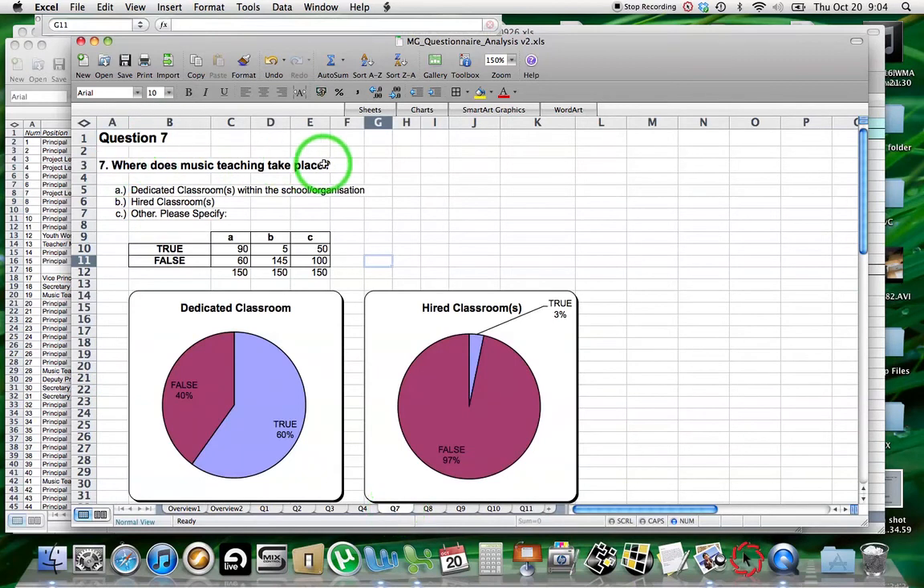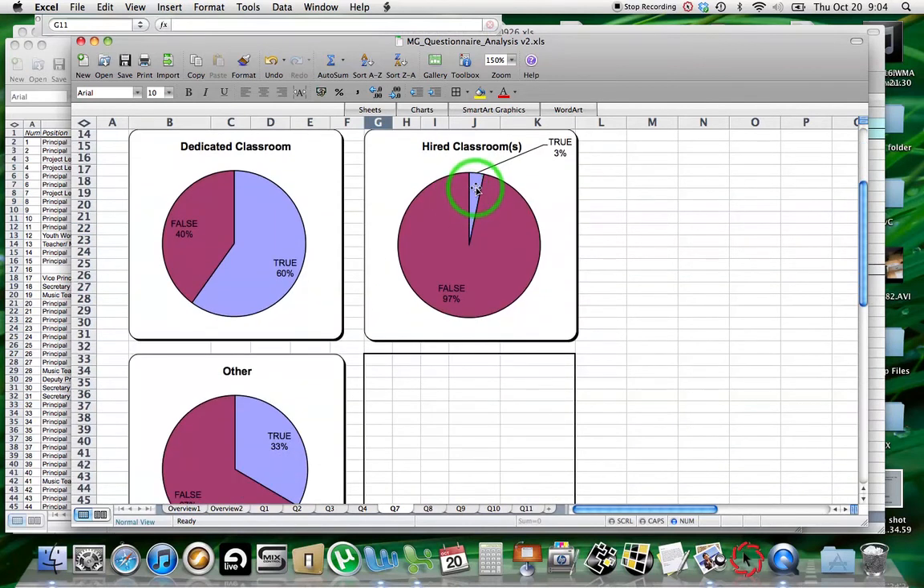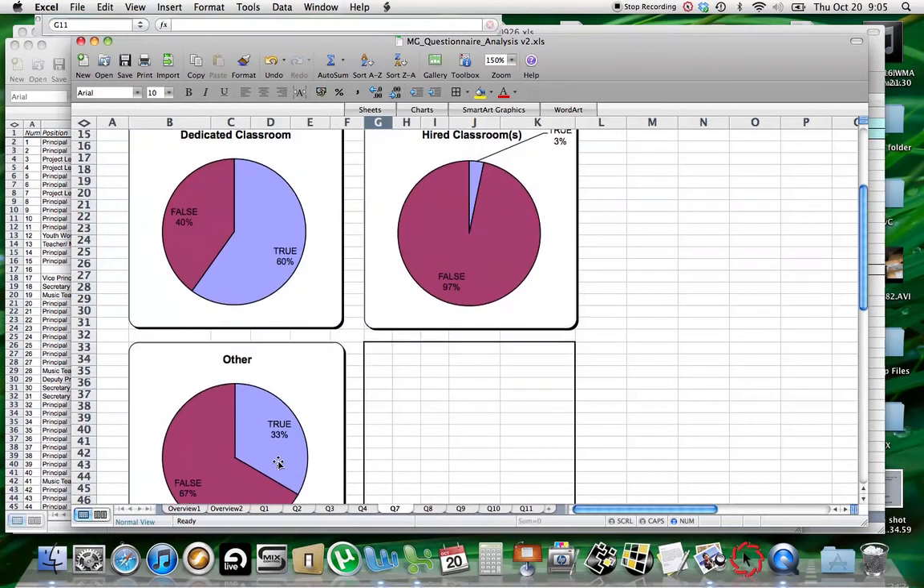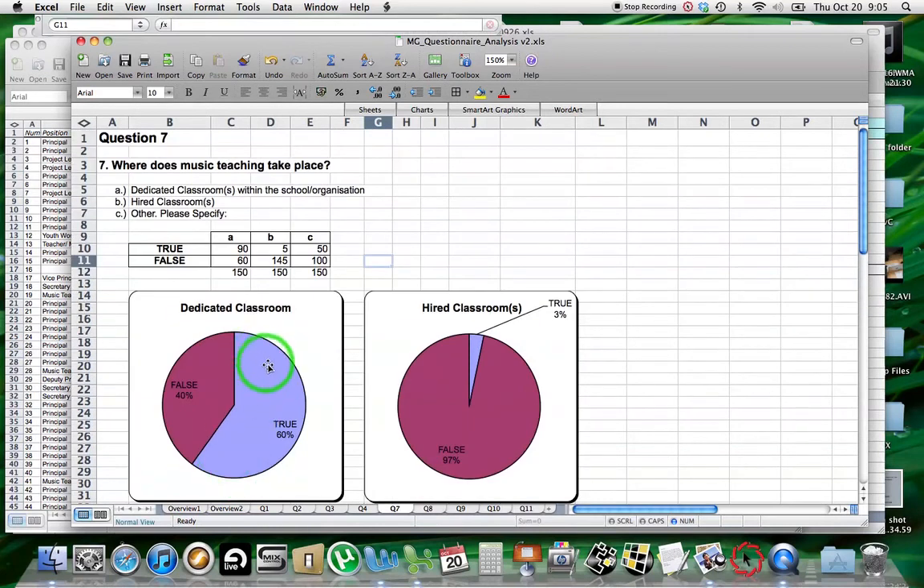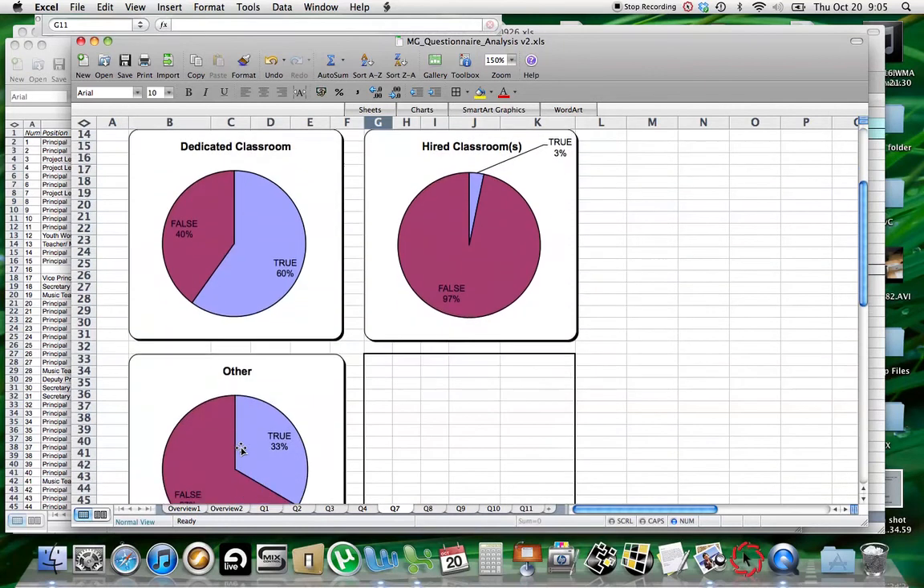Where does music teaching take place? Dedicated classroom got most of the answers there, 60%. Very few people using a hired classroom. A third of the people using other, so that would be like an assembly room or a hall. So dedicated classroom, I think people were responding yes to that if it was taking place in the primary school class where they teach normally. So not sure if we're getting a mixed message there, but that's what's coming out.